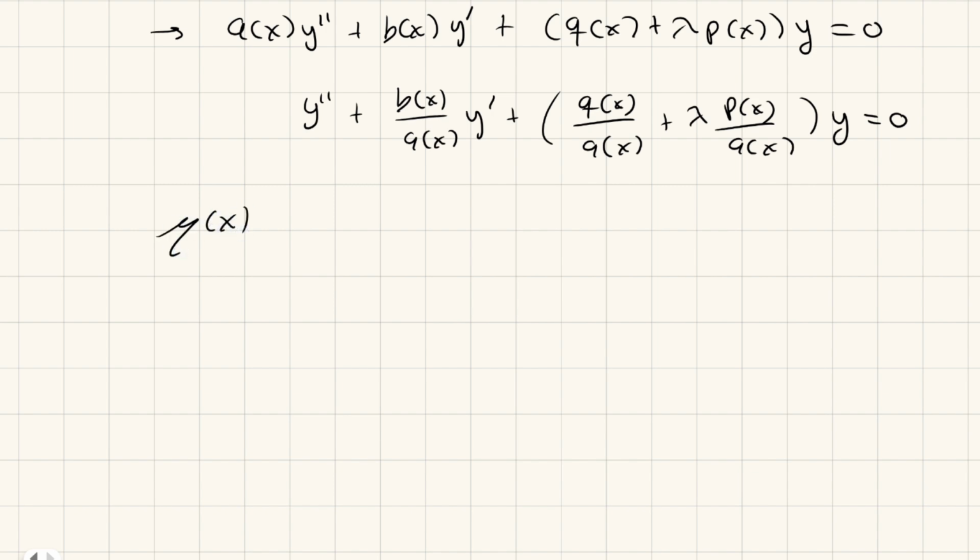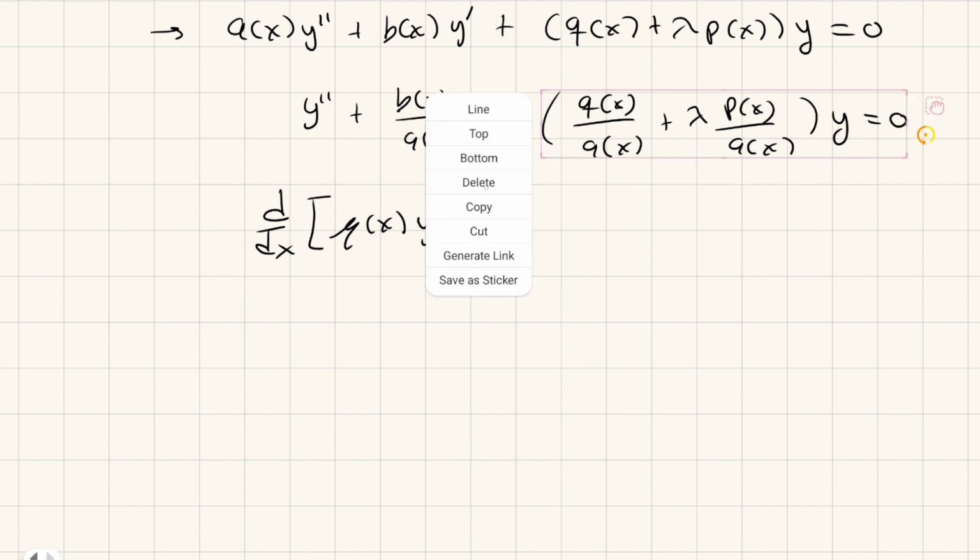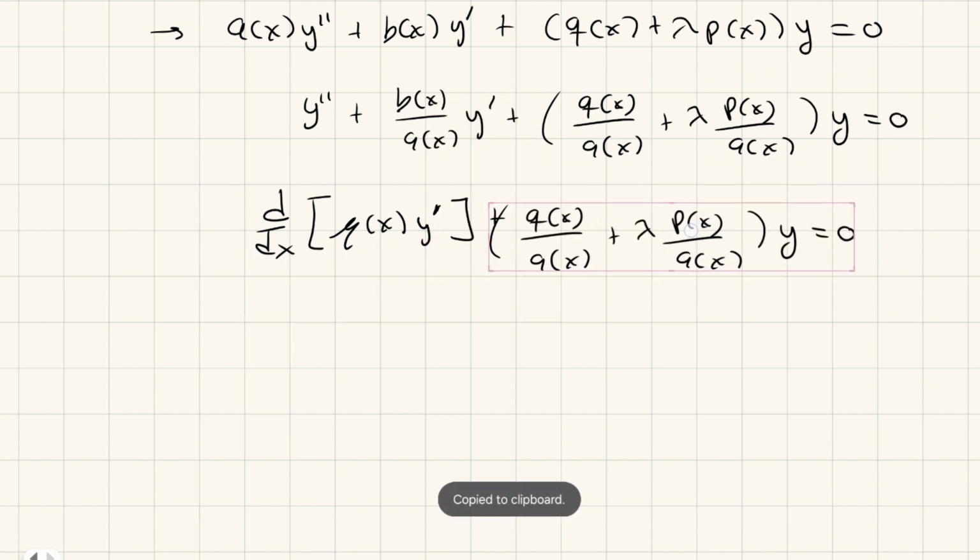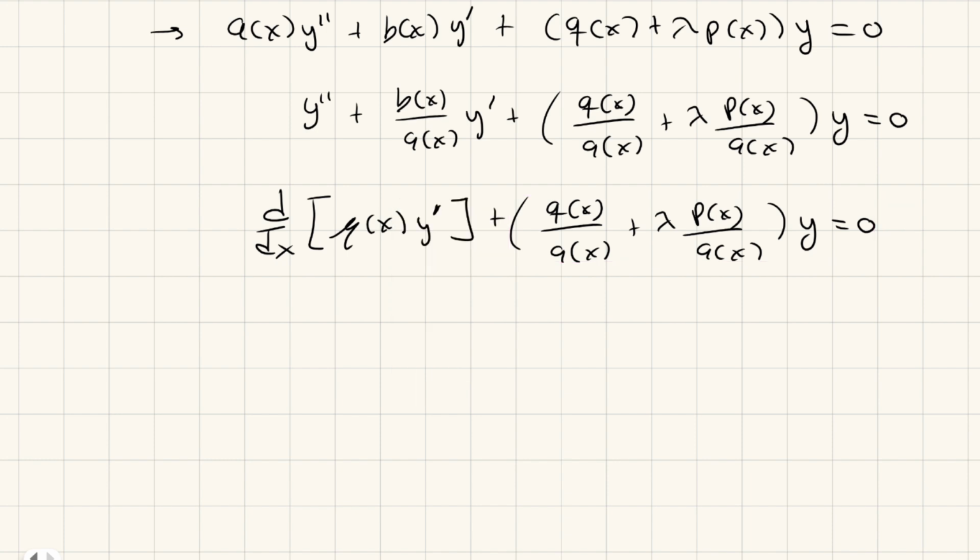mu of x, such that if I multiply this equation by this mu of x, then we are able to express all this equation as the derivative with respect to x of mu of x y prime, and then all this expression as it is. This is known as the self-adjoint form of the Sturm-Liouville differential equation.